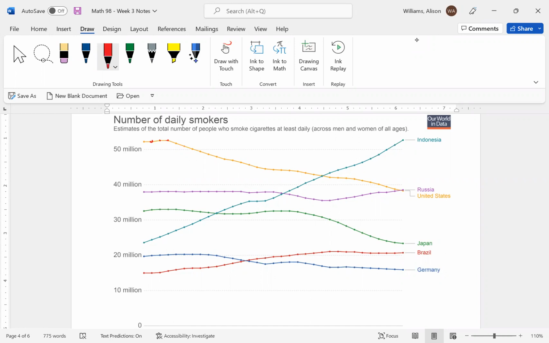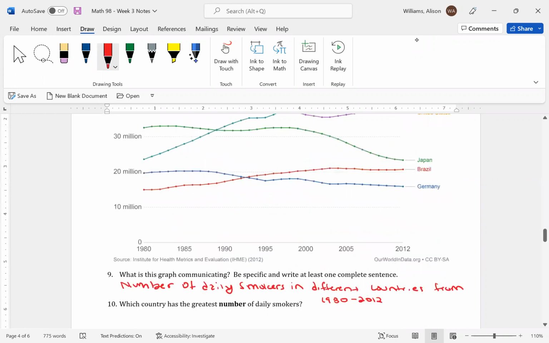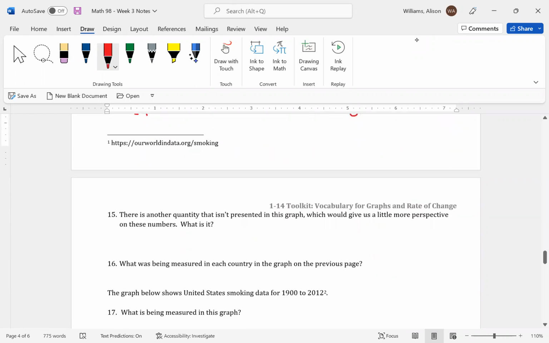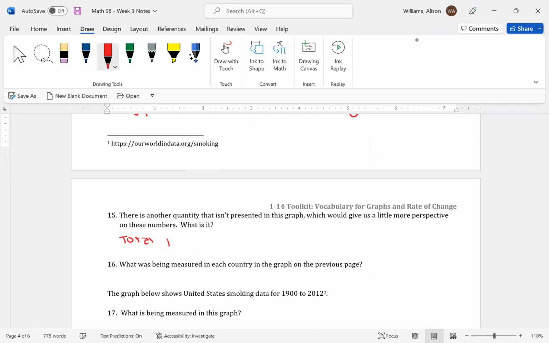Are they comparing these places because these just happen to be the people with the most smokers in their countries? Are they comparing these places because the populations are relatively close? That's information that would have been nice to know. So the thing they didn't tell us was the actual population information for each country. And I think that would have been really helpful information for us to do some comparing. So the total population of each country would have been nice.